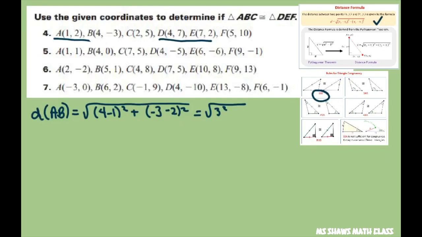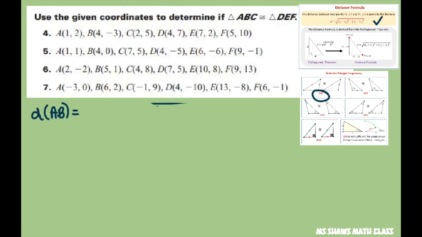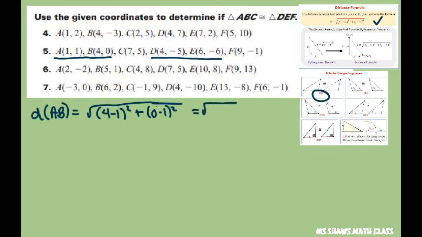Oh, I'm doing the wrong one. All right, let's go back to this. Sorry about that. We're doing the second one. So this one right here, AB with DE. So AB is going to be the square root of 4 minus 1 squared plus 0 minus 1 squared. And that gives you the square root of 3 squared. Negative 1 squared is just 1. So that's going to be the square root of 10.